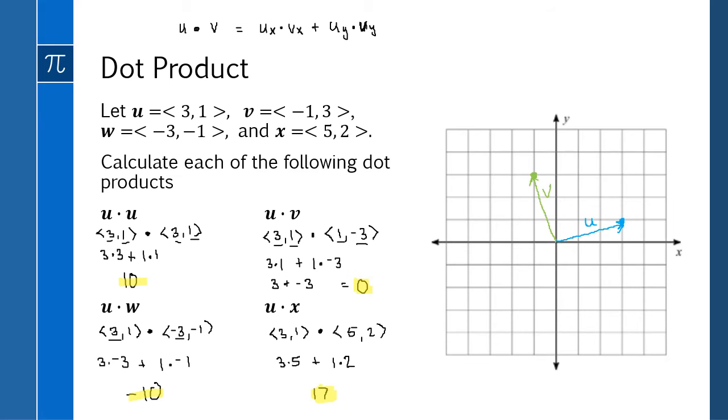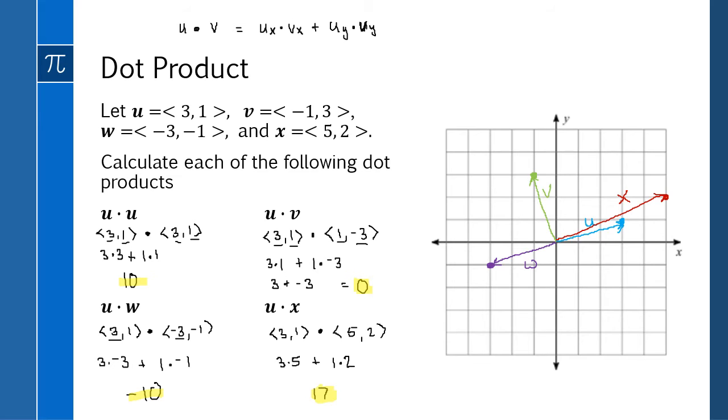W is given by -3, -1. So that ends up down there. And x is given by 5, 2. So over 5, up 2. So this would be vector x. So just remembering what the dot product means. The dot product is the degree to which the vectors point in the same direction.